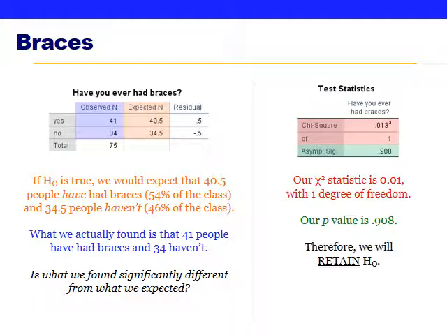Therefore, we are going to retain the null hypothesis, and our conclusion is going to be that the percentage of people in our class that has had braces was not significantly different from that same percentage in the general population of college students.